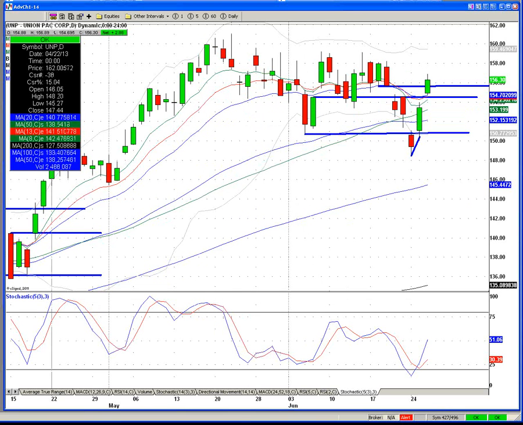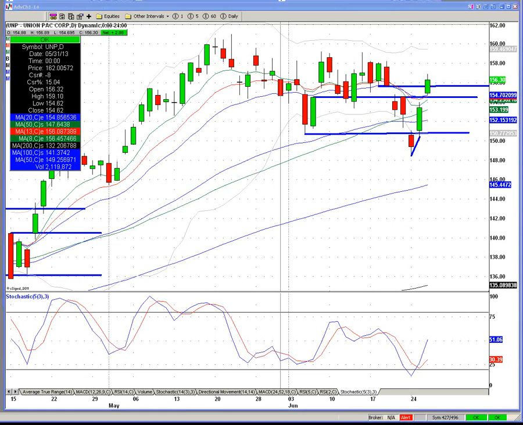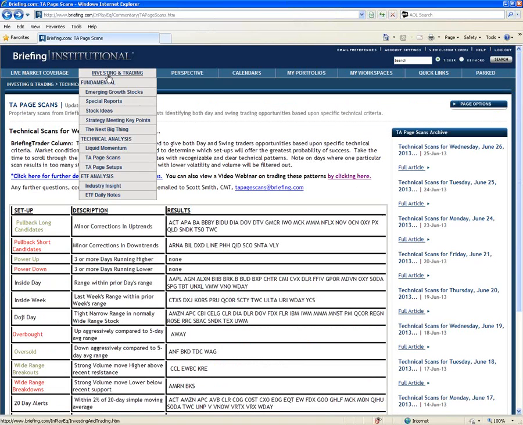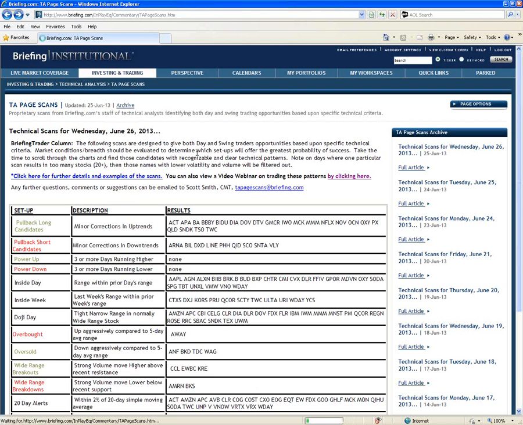It's been 45 minutes, so let's go to Q&As as quick as I can. Please review where the scans are located. Sure, no problem. So the scans, if you're a Briefing Trader subscriber, are under the Investing and Trading dropdown. It's under Technical Analysis. It's under TA page scans. And you just click on that.